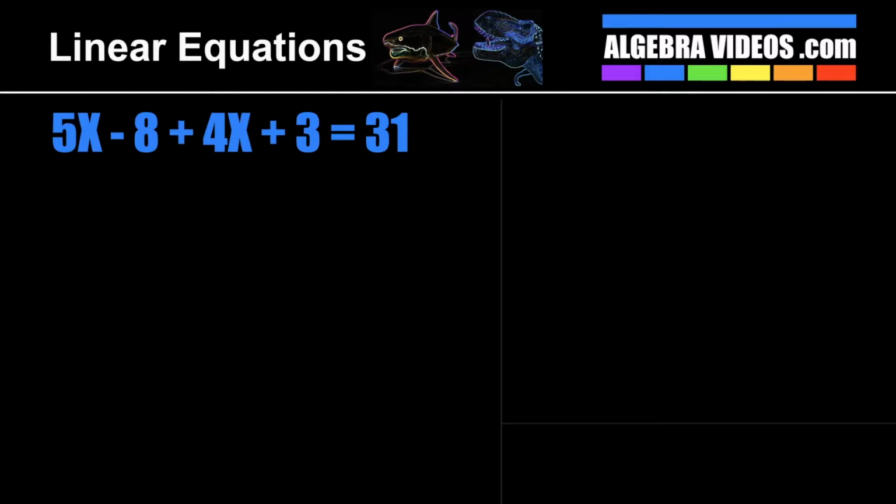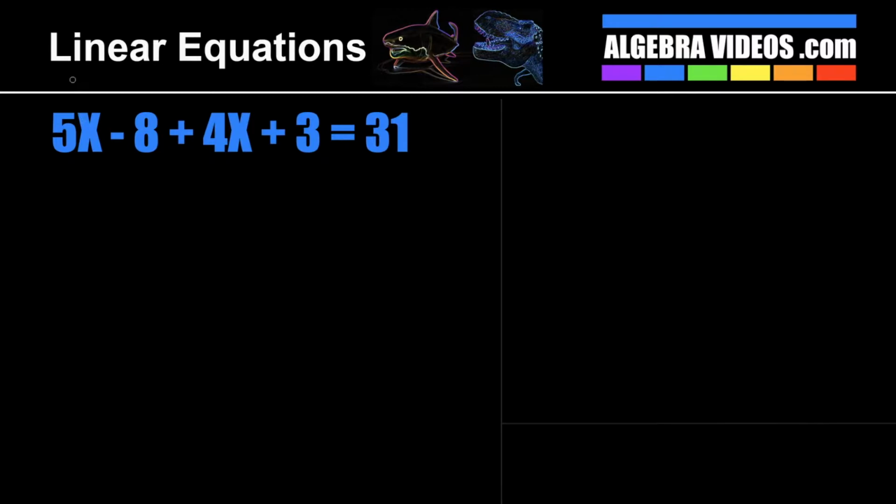Here we have 5x minus 8 plus 4x plus 3 equals 31. So this is a nice little problem, and we see we have an x in there and a bunch of numbers. Whenever we see a problem like that, we know we're going to be trying to get x by itself on one side of the equation. Another way to say it is to isolate x or solve for x.